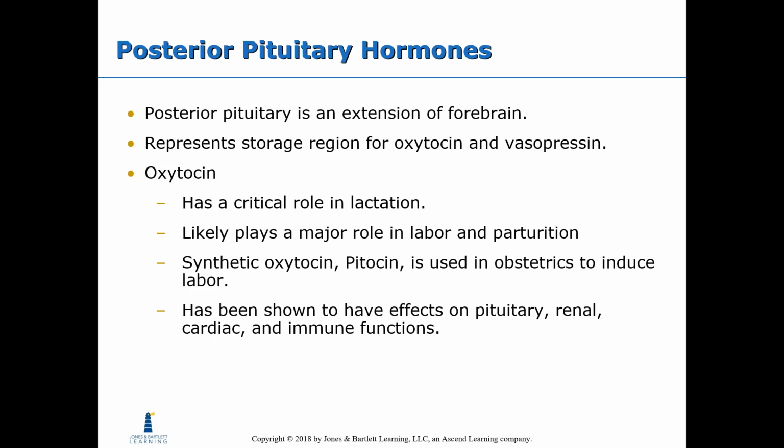Posterior pituitary hormones. The posterior pituitary is an extension of the forebrain. It represents a storage region for oxytocin and vasopressin. Starting with oxytocin, it has a critical role in lactation. It stimulates milk letdown. Prolactin stimulates the production of milk, and oxytocin allows the milk to be ejected from the ducts. It likely plays a major role in labor and parturition. Synthetic oxytocin, or Pitocin, is used in obstetrics to induce labor. It has been shown to have effects on pituitary, renal, cardiac, and immune functions.